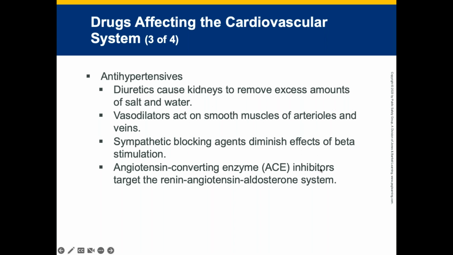You have angiotensin converting enzyme, or ACE inhibitors, which target the renin-angiotensin-aldosterone system. Right? So this suppresses conversion, like I mentioned earlier, of angiotensin 1 to angiotensin 2. Right? And then that in turn lowers the blood pressure. Calcium channel blockers have an antidysrhythmic and an antihypertensive property. Right? But it's used as an antidysrhythmic.